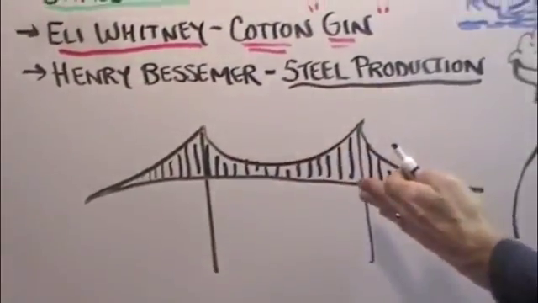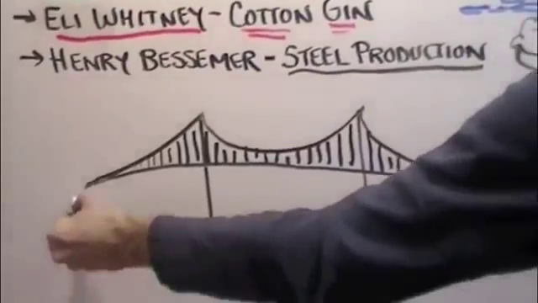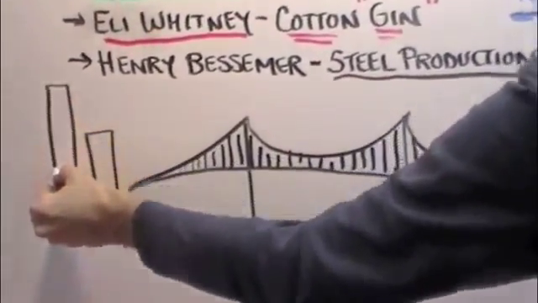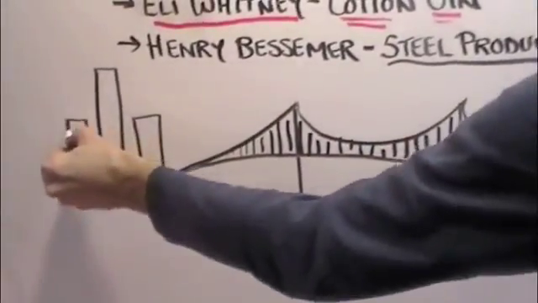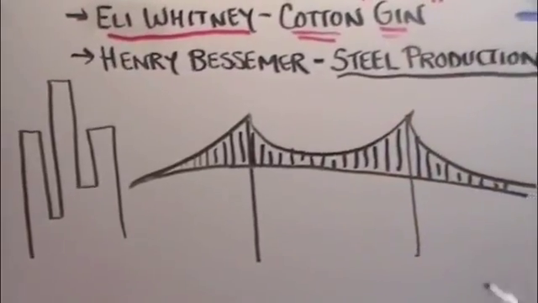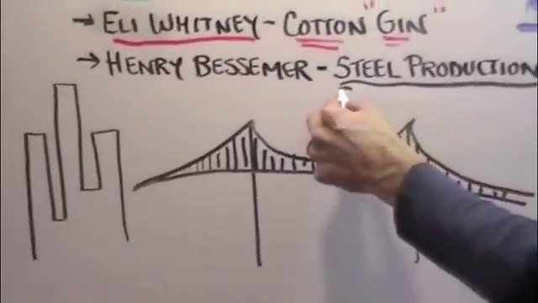In addition to these suspension bridges, you also have in major cities things like skyscrapers, which are possible for the first time because of steel. In addition to that, you have things like railroads and elevators. All of these things are made possible because of steel.